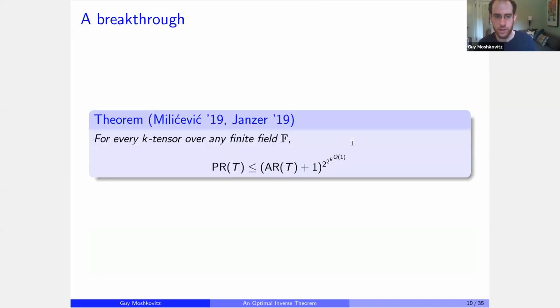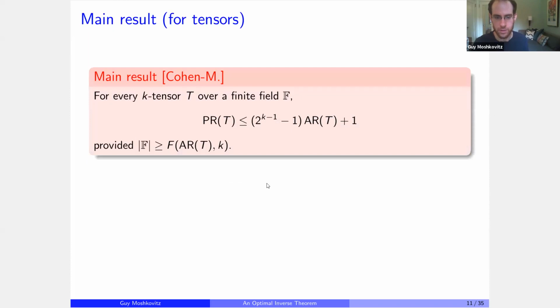The breakthrough here: Milićević and Janzer proved independently that for any k you always have a polynomial upper bound. The partition rank is bounded by the analytic rank raised to some constant. That constant is pretty large as a function of k, but if we think of k as a constant, this is just a polynomial bound. That was a big breakthrough, but the conjecture is still open, right? The conjecture is that the exponent should be 1 and there should just be a multiplicative constant instead. That remained open, and that's the main result for today.